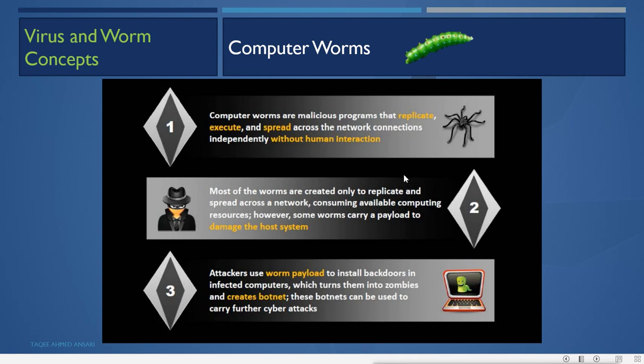So you don't have to copy the file, it will automatically go from one machine to another machine by itself. Also, because it is an independent program, it can carry viruses. So the worm's job is basically to spread all over the network, all over the machines, and also carry viruses. Viruses can attach their code into worm code, and then the worm will spread that code into the whole network.